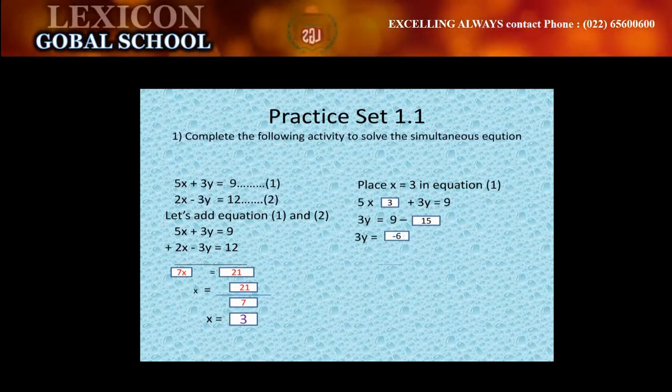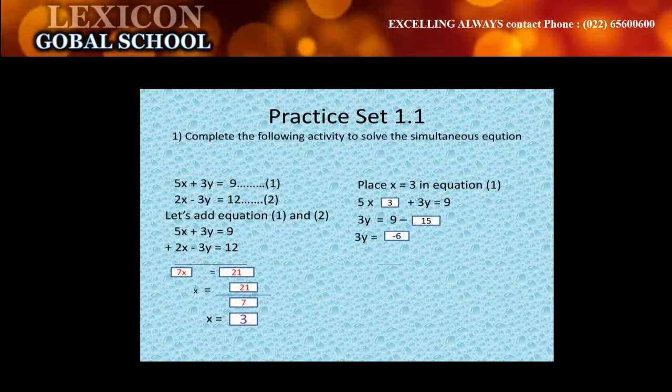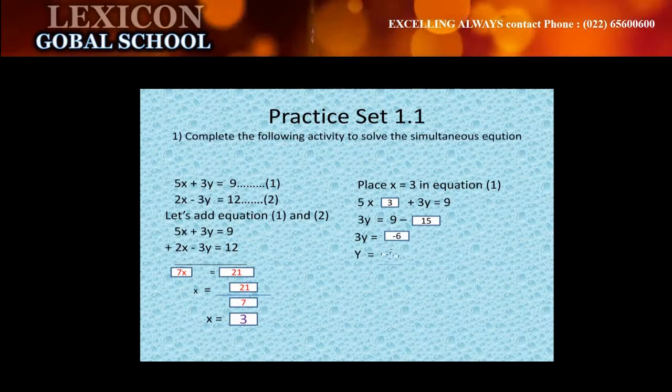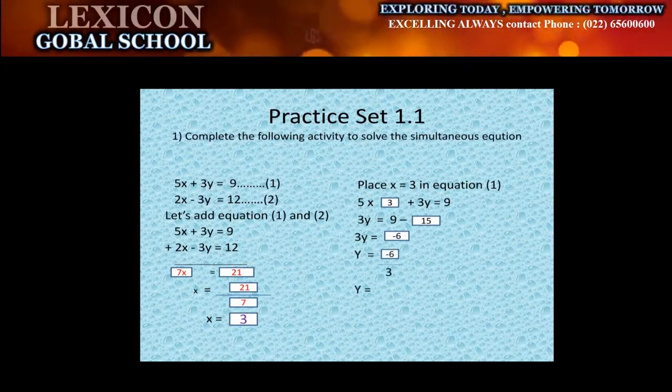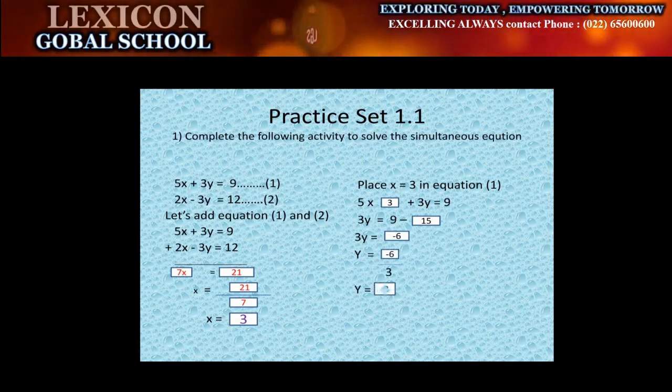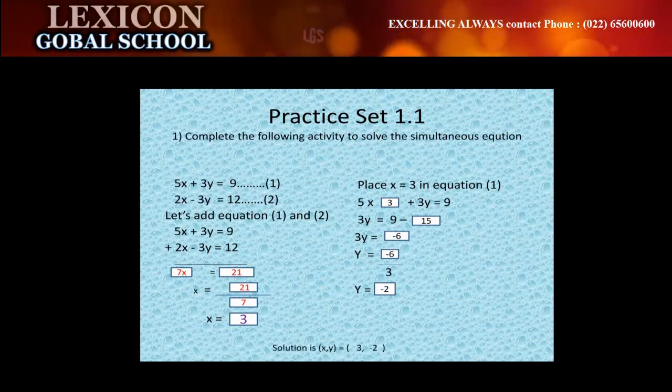I will put the sign of the greater number, that is minus 6. So y is equal to minus 6 upon 3. That gives me y is equal to minus 2. So the solution of x and y is 3 and minus 2.